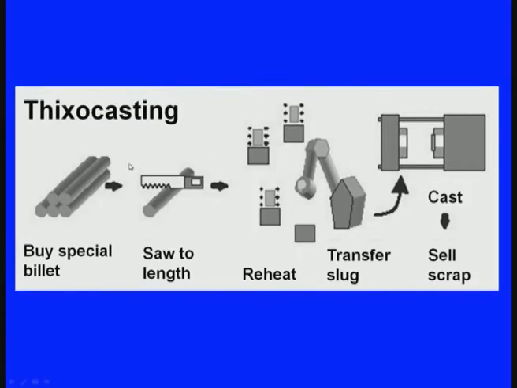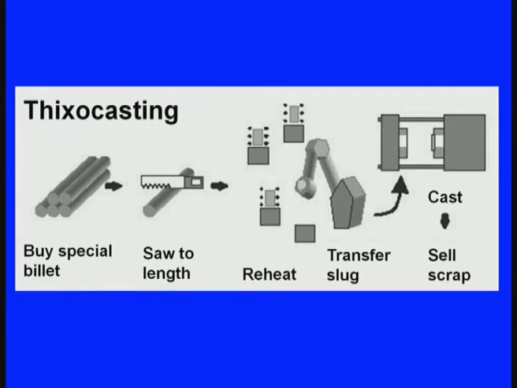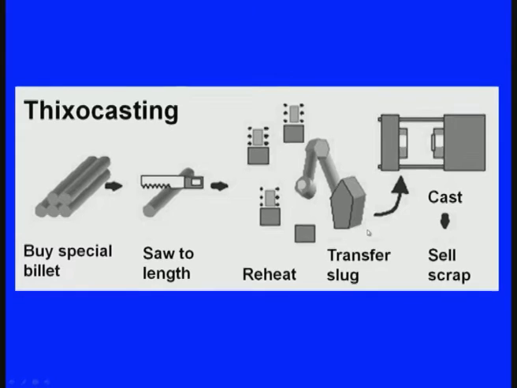Now, this is what we can see diagrammatically. So, these are the special billets, precast billets. These are available in the market, manufactured under certain special conditions. It has got the non-dendritic microstructure. Now, we will be cutting this to the required length and also to the required quantity. Next, we will put these cut pieces into a furnace. That means we are reheating them. We will reheat them above the solidus temperature but below the liquidus temperature.